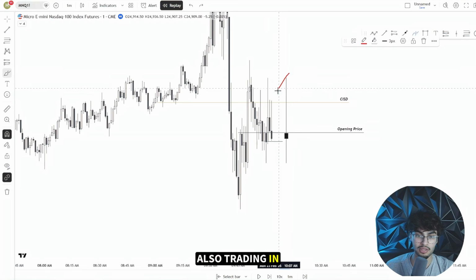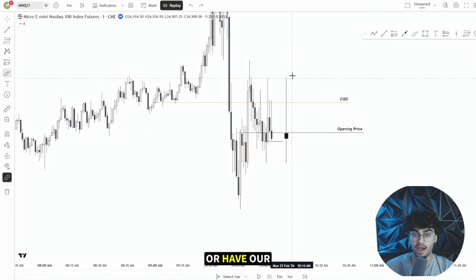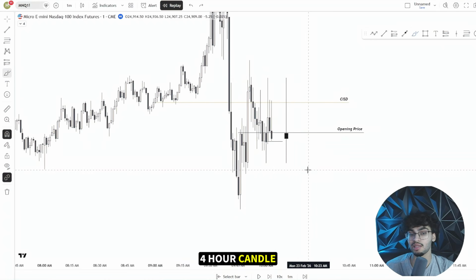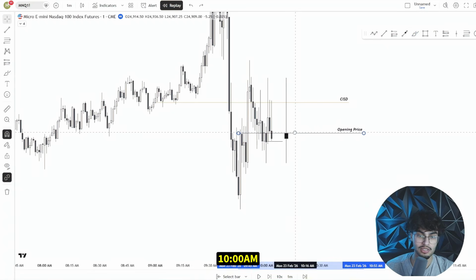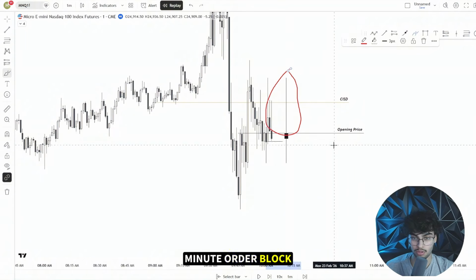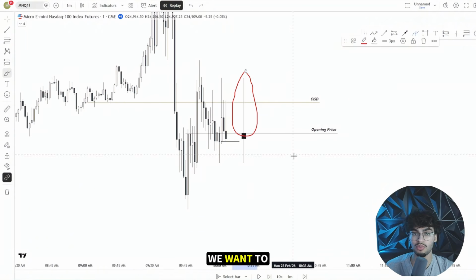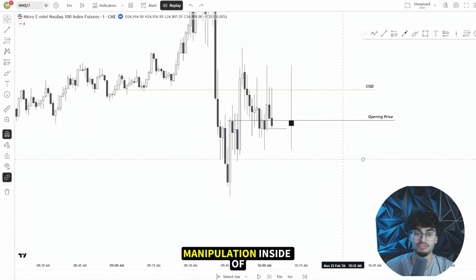We're also trading in this top wick. We always want to trade above, or have our manipulation above, the opening price of that 10 a.m. 4-hour candle as well. So this is where the 10 a.m. 4-hour candle happens, but we manipulate into that 15-minute order block, which is above the opening price. So this whole wick is what we want to be inside of and have our manipulation inside of.